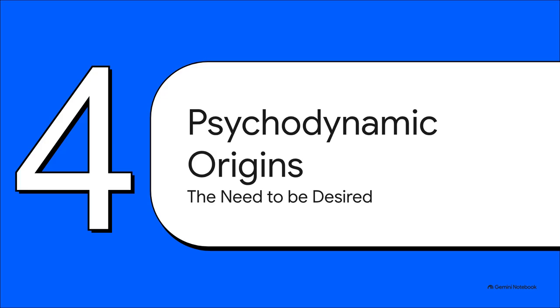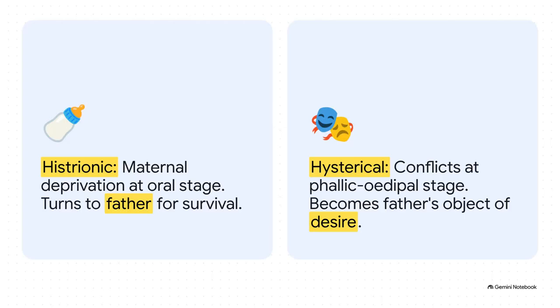Moving right along to Section 4. Psychodynamic origins. The need to be desired. Crucially, we must uncover where these adaptations actually originated in their developmental timeline because, and this is key, that timeline dictates our entire treatment plan.